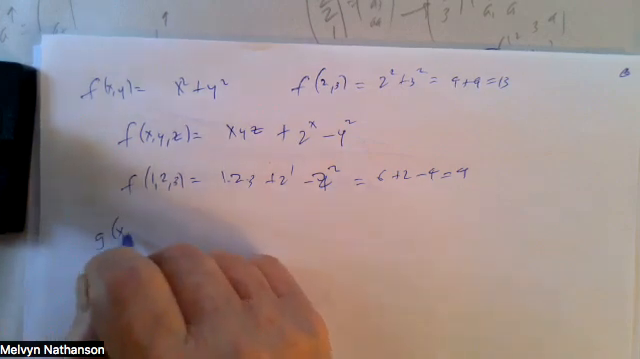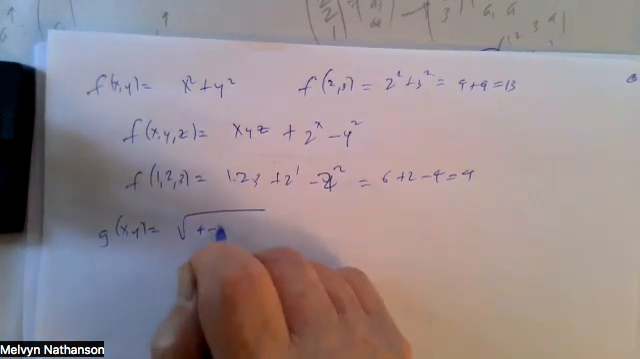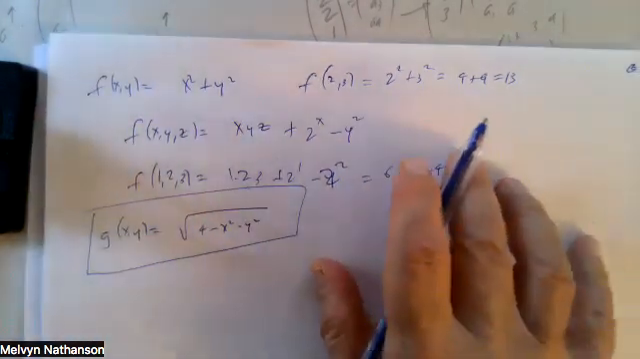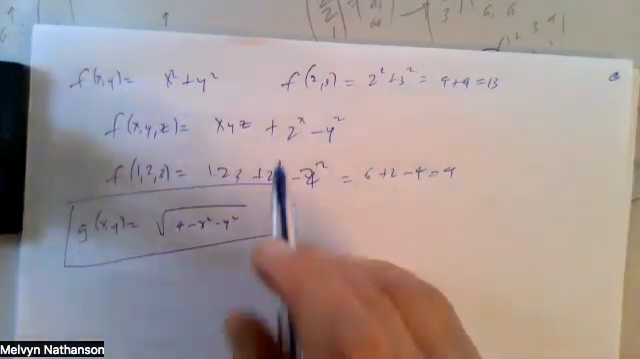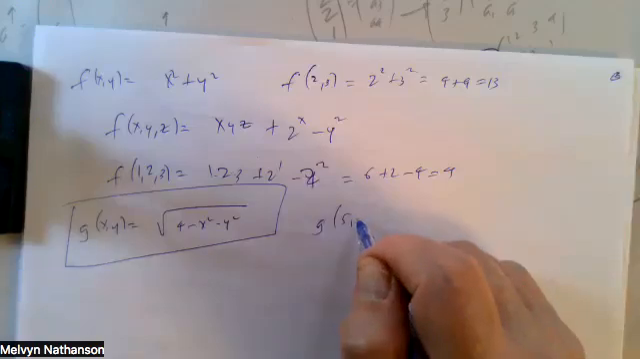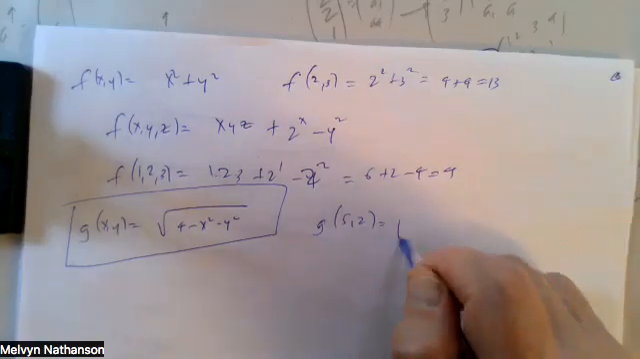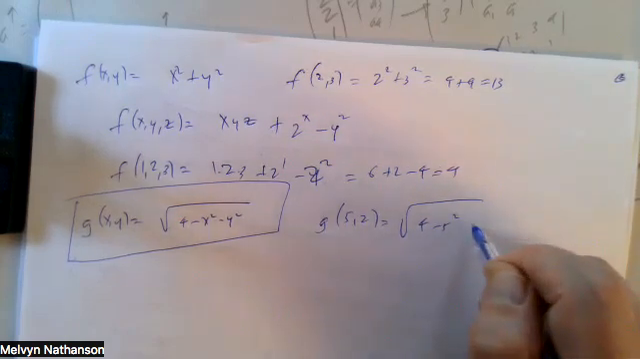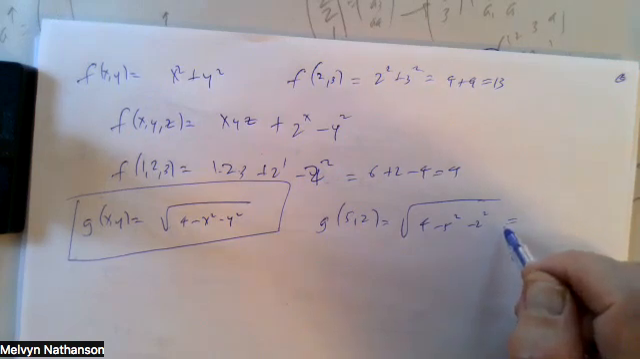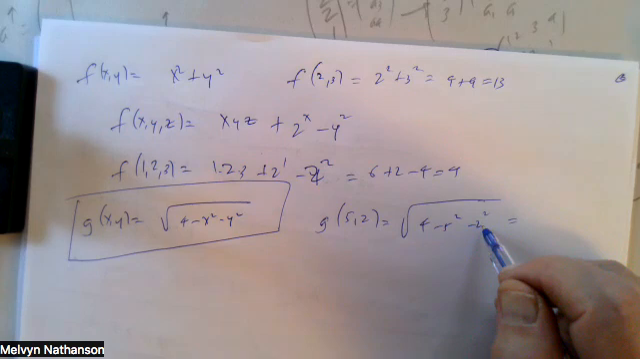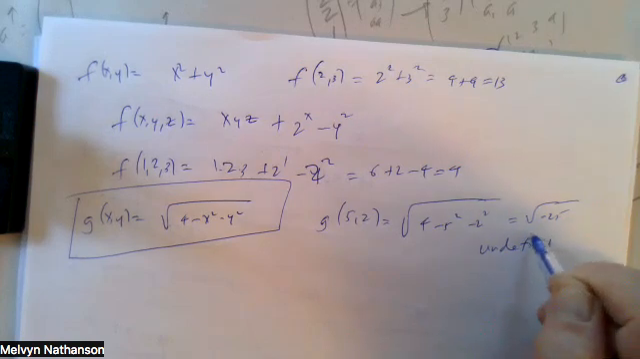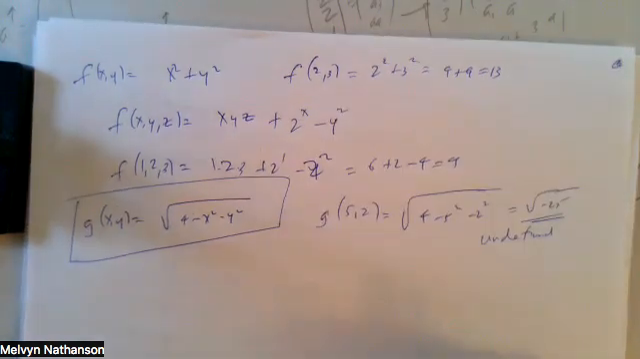So here's an example. G of x, y equals square root of 4 minus x squared minus y squared. So this is a function of 2 variables, but it's not always defined. Like g of 5, 2 would be the square root of 4 minus 5 squared minus 2 squared. That's square root of minus 21. This is undefined because we can't take in real numbers the square root of a number that's negative.